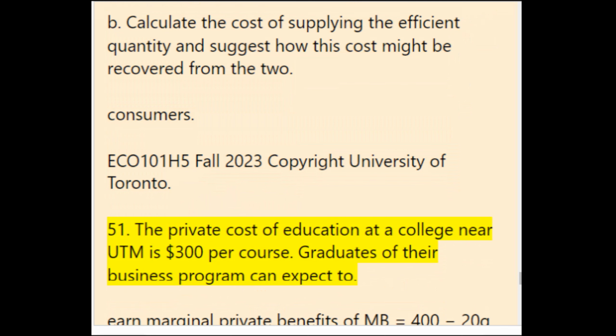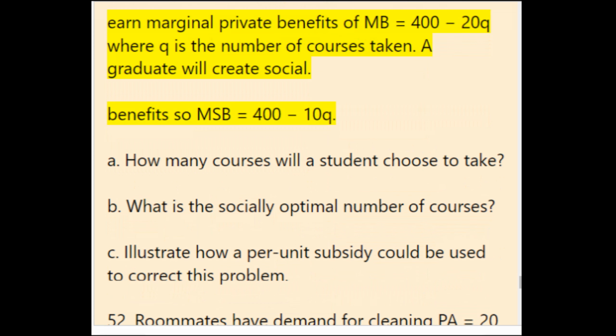51. The private cost of education at a college near UTM is $300 per course. Graduates of their business program can expect to earn marginal private benefits of MB equals 420 minus Q, where Q is the number of courses taken. A graduate will create social benefits, so MSB equals 410 minus Q quetzales.